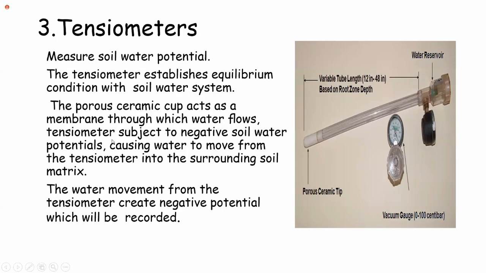The porous cup acts as a membrane through which water flows, and the tensiometer is subject to negative soil water potential, causing water to move from the tensiometer into the surrounding matrix. So if we install it into a very dry soil, water will quickly move outside this instrument. The movement from the tensiometer creates a negative potential, and that potential will be recorded in this vacuum gauge.